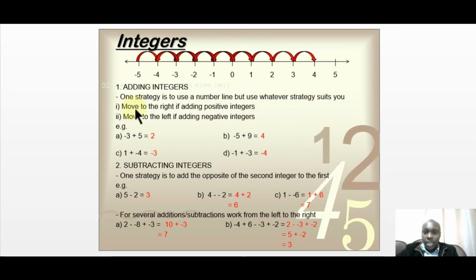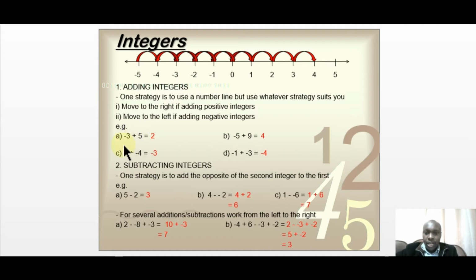Number one, move to the right if adding positive integers. Number two, move to the left if adding negative integers. These two are very important when you're adding integers. So move to the right if adding positive integers, move to the left if adding negative integers. For example, number one, negative 3 plus 5.